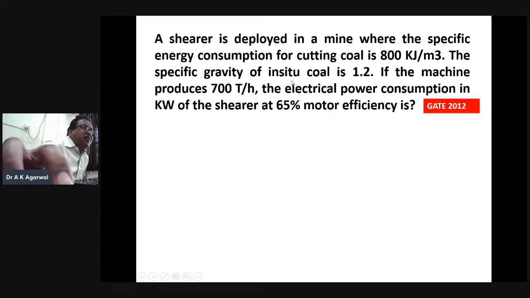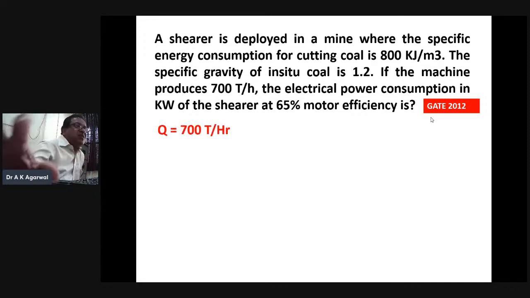The specific gravity of in-situ coal is 1.2. If the machine produces 700 tons per hour, the electrical power consumption in kilowatt of the shearer, at 65% motor efficiency, is? So how much electrical power consumption will be there in kilowatt with this given data? First, it is given production is 700 tons per hour.